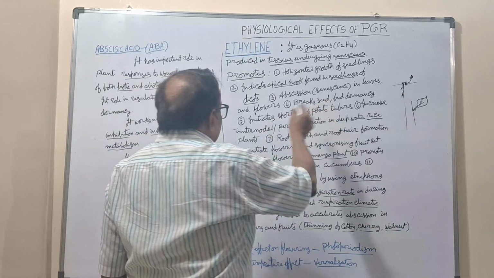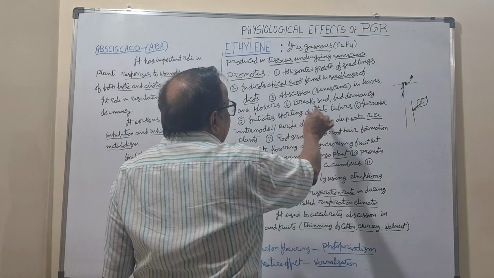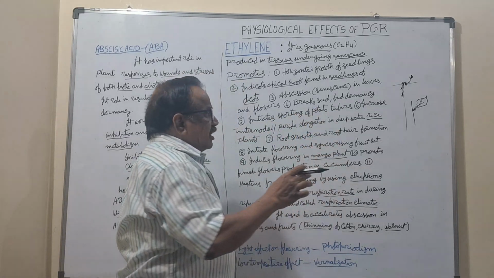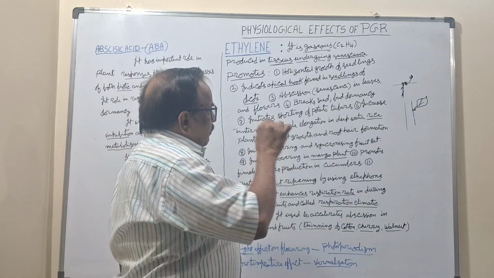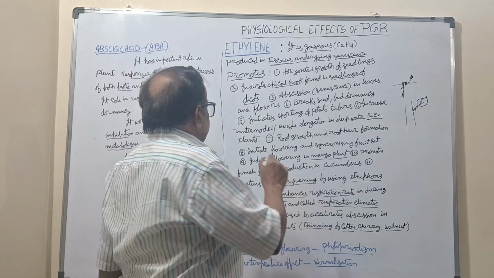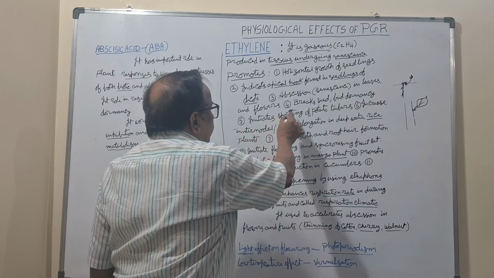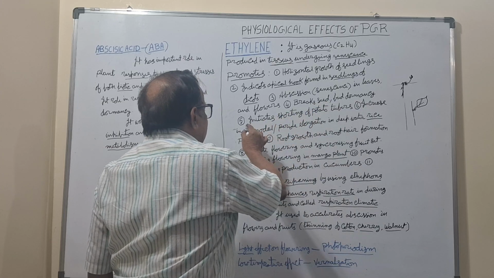So abscission in leaves and breaking the seed. Breaks means that seed dormancy and bud dormancy will be released in the flowers. And next will be breaking the seed and bud dormancy.